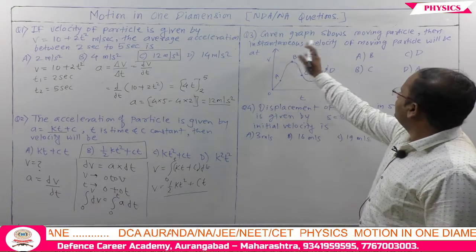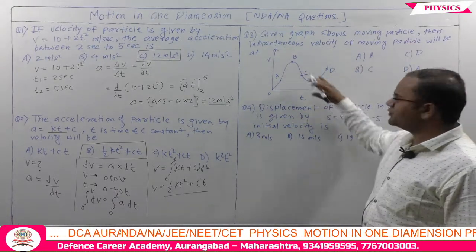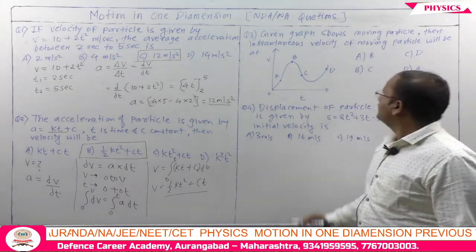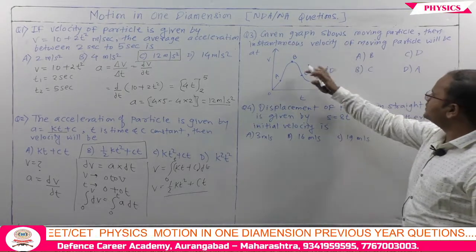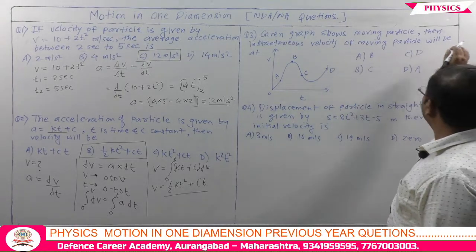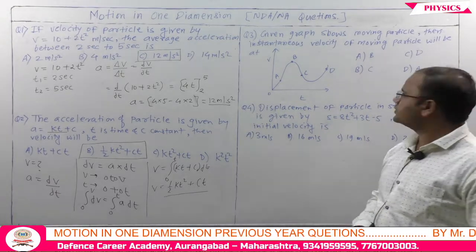Very basic question of a graph is given here. Question is, the given graph shows a moving particle. This graph shows the moving particle in a straight line, of course in one dimension. Then the instantaneous velocity of the moving particle will be, instantaneous velocity.